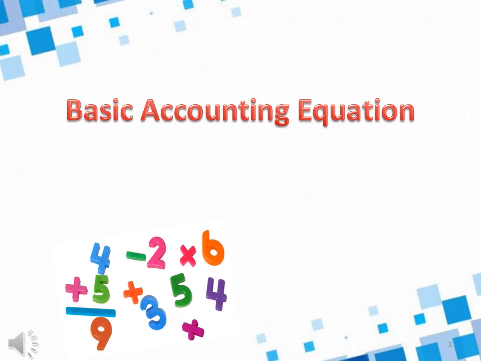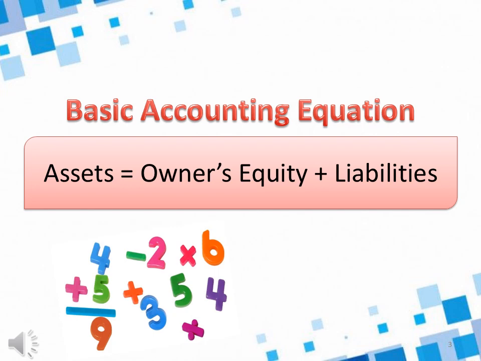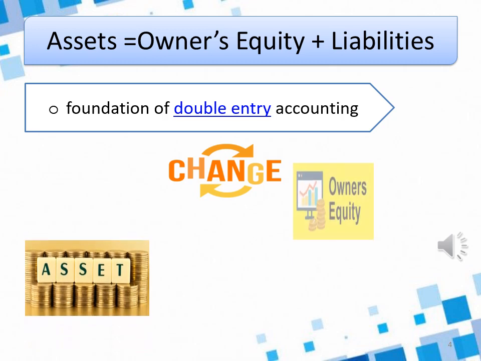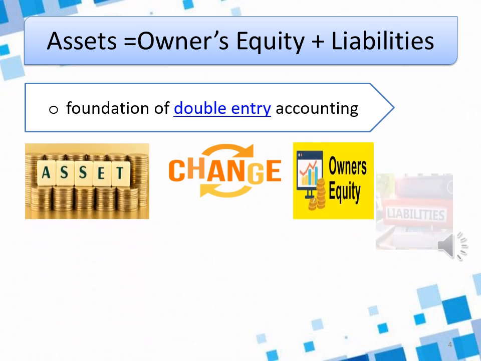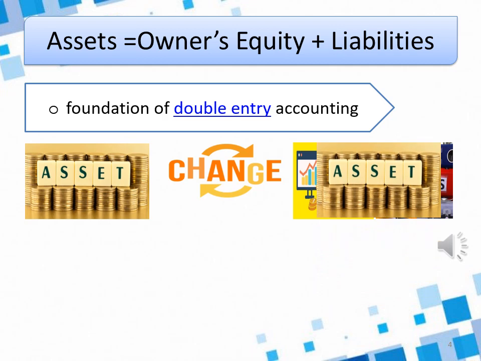We first look at the basic accounting equation, which incorporates the elements of the statement of financial position, which is assets equal to owner's equity plus liabilities. This equation is a foundation of double entry accounting, whereby each transaction has two aspects. A change in one aspect will have a corresponding change in another aspect. Meaning to say that, if the amount of assets change, the total amount of equity plus liabilities will change as well. Also, in the case of assets, a change in an asset can have an opposite change in another asset.